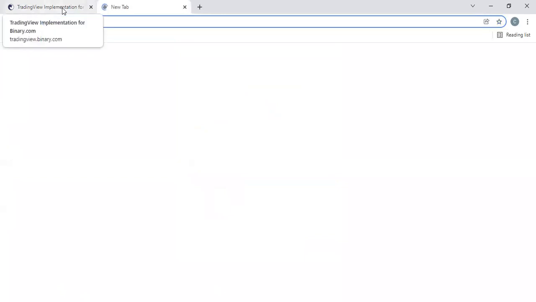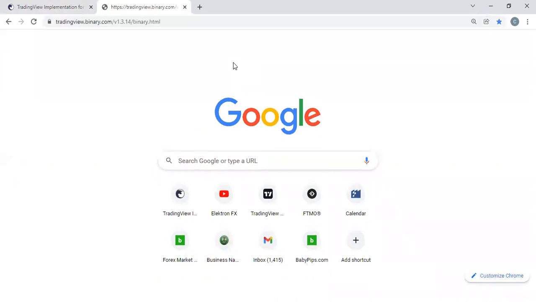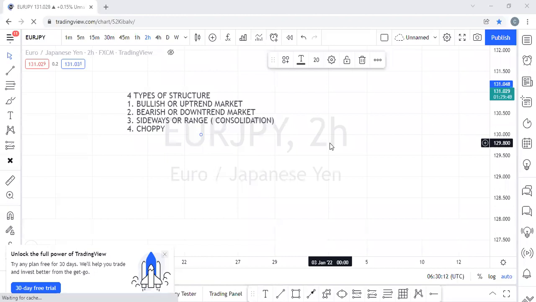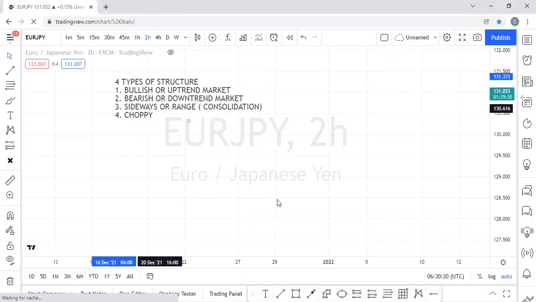Let us just copy this to the next page, TradingView. All right, so these are the 4 kinds of base market structure that we have. We have the bullish uptrend, bearish or downtrend, the sideways or the range, and then we have what we call the chopping market, right? So now let us talk about the first one, which is called the uptrending market. Now let us keep this at the side. We'll start with the first one, which is called the uptrend.